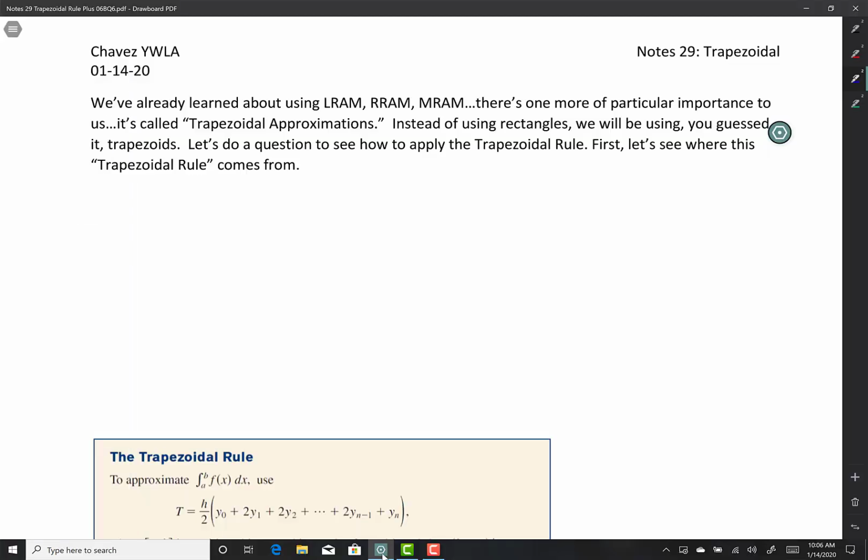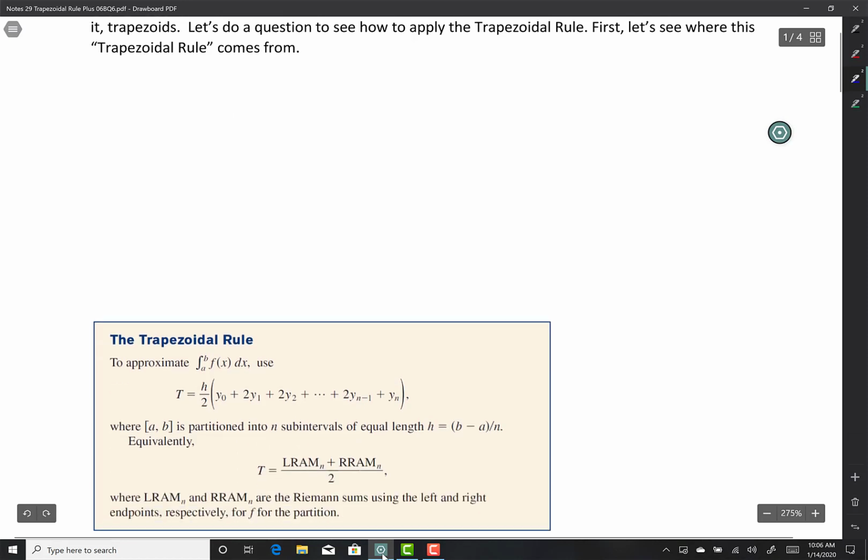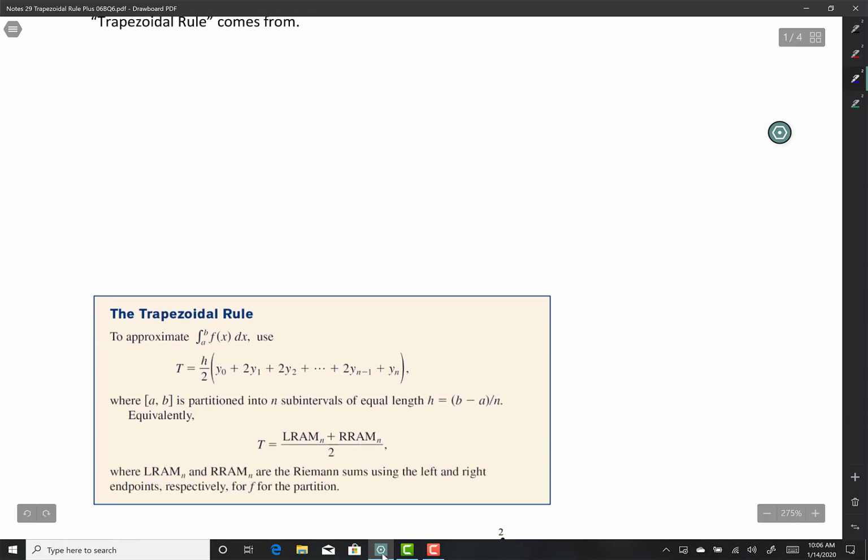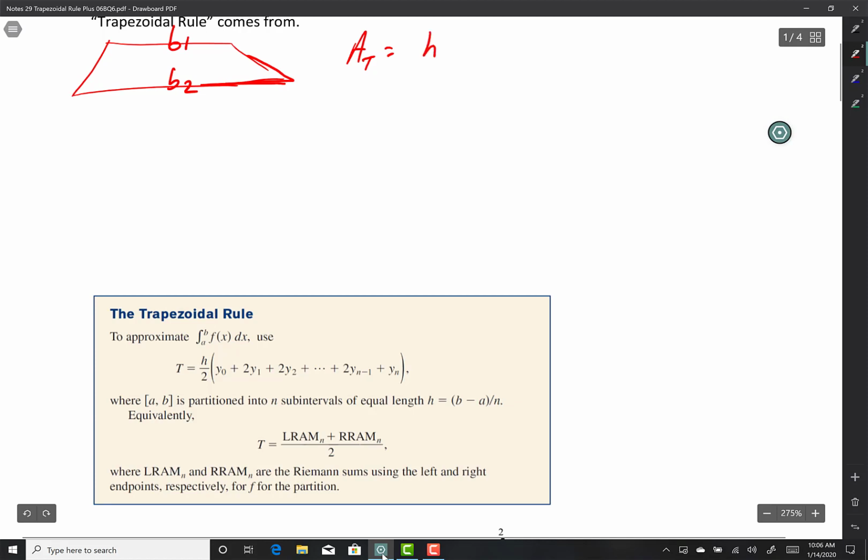So trapezoids. When you guys were in geometry, we learned how to find the area of a trapezoid. Here's the trapezoids that you guys remember. Your trapezoids look like this, where this was base 1, base 2, and you said area of a trapezoid is equal to height times base 1 plus base 2, all divided by 2.